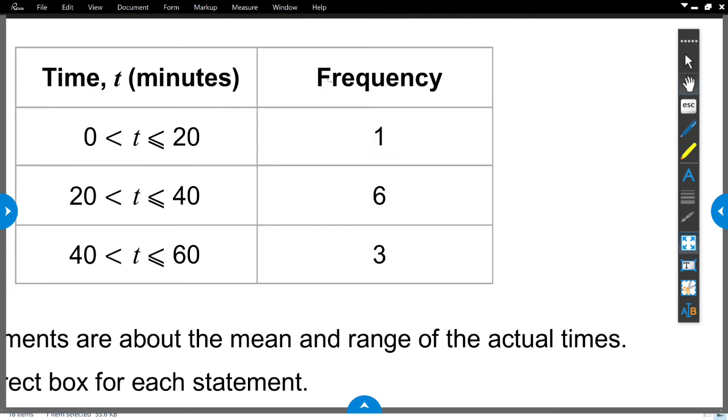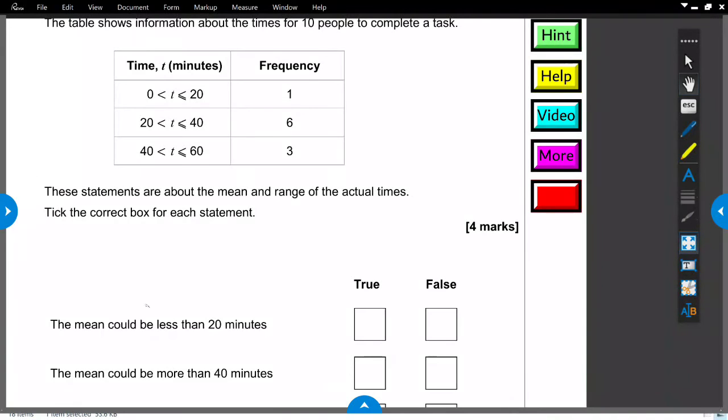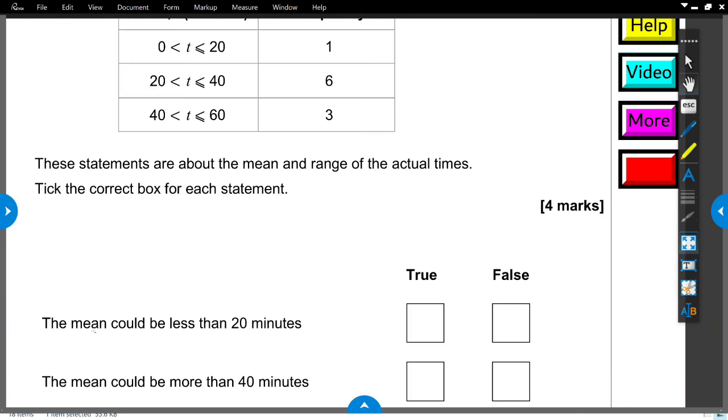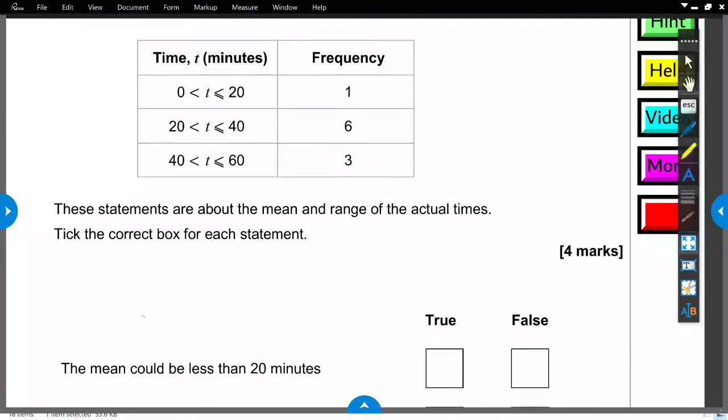Now, a frequency, that's just the number of results. So this means that there is one who was within this range here. We don't know what that is. That could be as low as 0, well, not equal to 0, but as high as 20. These 6, they're going to be within that range. Now, usually if we're doing an estimate for the mean, we'd assume that each of these are in the middle, because that gives us a reasonable estimate. Some of these are going to be higher than the midpoint, some are going to be lower than the midpoint, so it kind of balances out. But in this case here, we're looking for the absolute extremes. The mean could be less than 20 minutes.